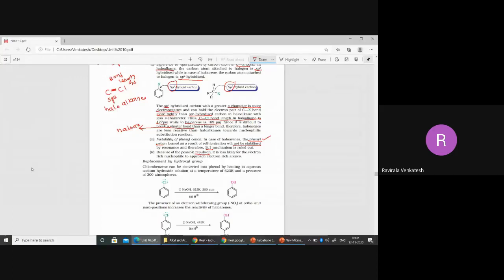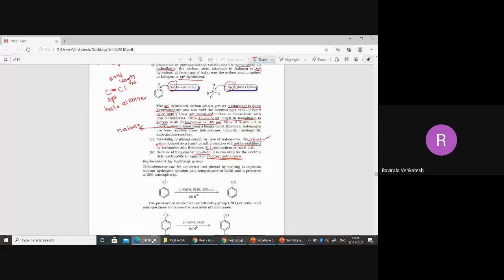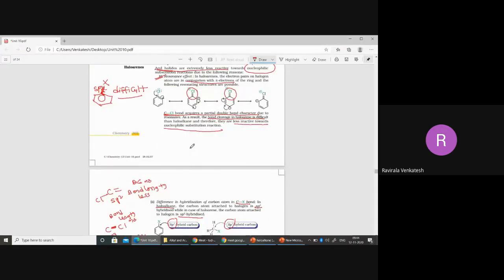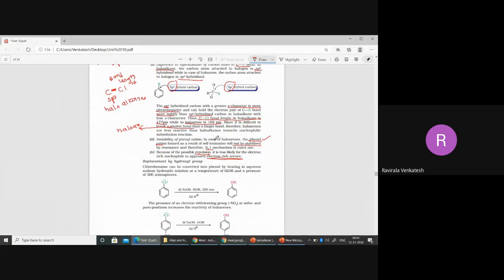It is unlikely for the electron rich nucleophile to approach the electron rich aryl. The aryl part, this part, is electron rich. So these are the four reasons. I think you have understood the four reasons. One is the double bond character from resonance. Second, the shorter bond length of sp2 carbon. Third, the phenyl carbocation is less stable. The fourth, repulsions between the nucleophile and the electron rich aryl.